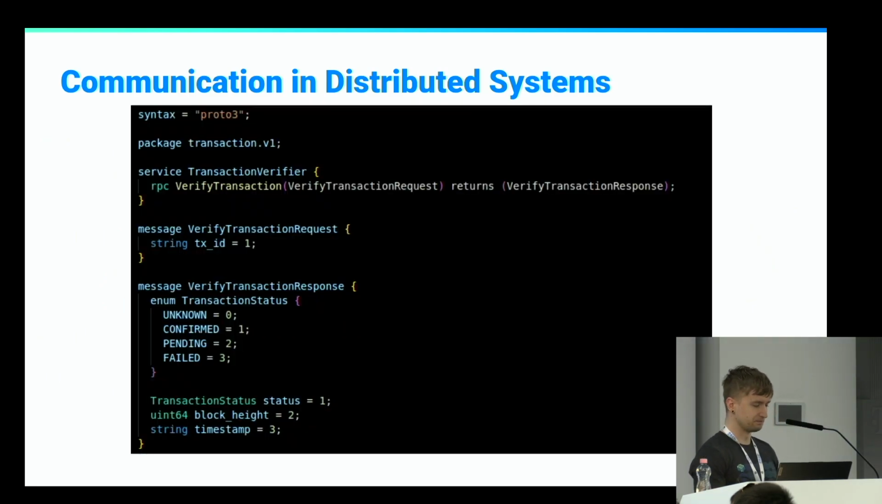So this is what a protofile looks like. It goes back to the previous transaction verifier example. We have a service called TransactionVerifier. It has one method, VerifyTransaction. It takes a VerifyTransactionRequest as an input and returns a VerifyTransactionResponse. In the request, you specify the transaction ID, and in the response you get the status of it, which is an enum: unknown, confirmed, pending, or failed. Then you take this protofile and generate your boilerplate code from it.